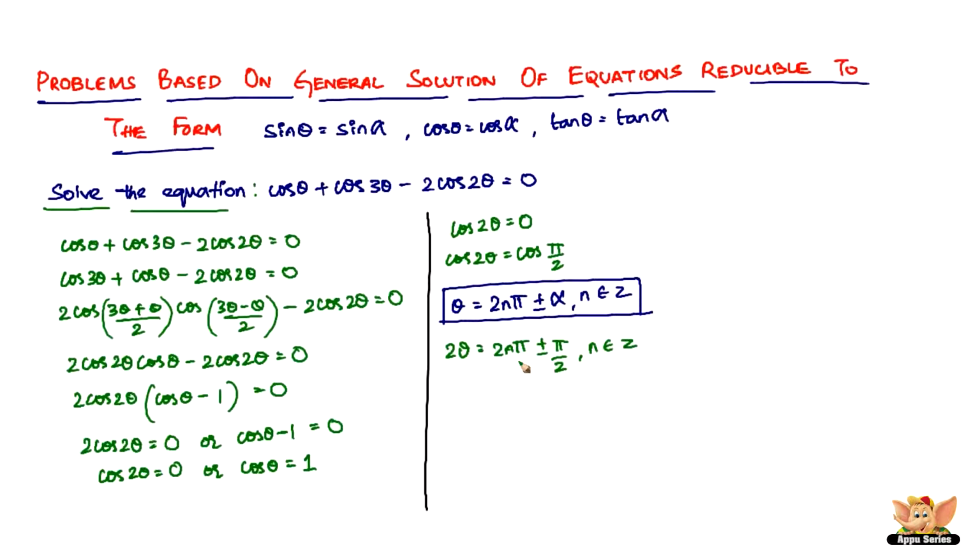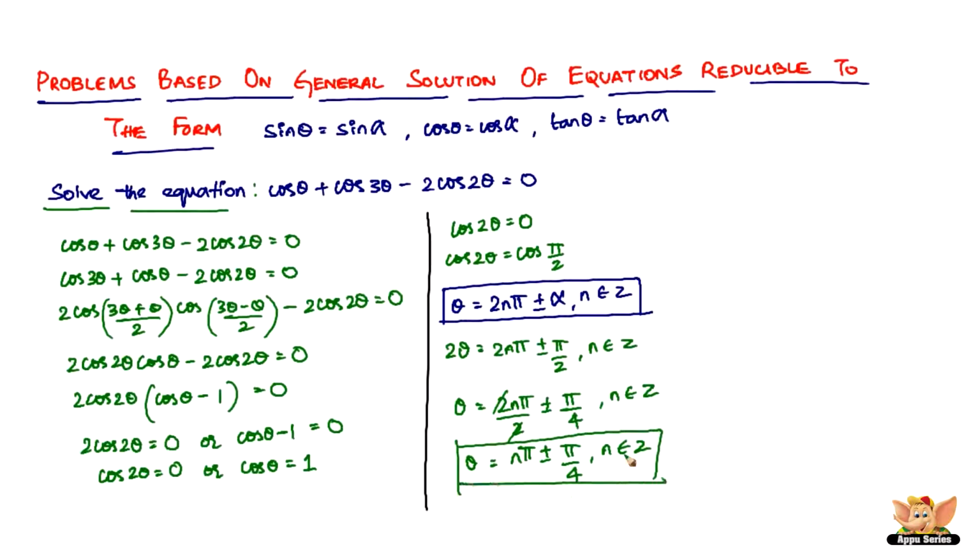So now as you can see, you can take out, okay. Now theta is going to be equal to 2n pi divided by 2 plus or minus pi by 4. 2 times 2 is 4, where n belongs to z. If you see these two terms, you can take out, okay, 2 and 2 gets cancelled. So we have theta equals n pi plus or minus pi by 4, where n is an integer. Alright, so that is the general solution of this part.